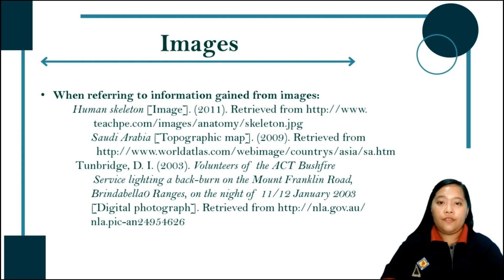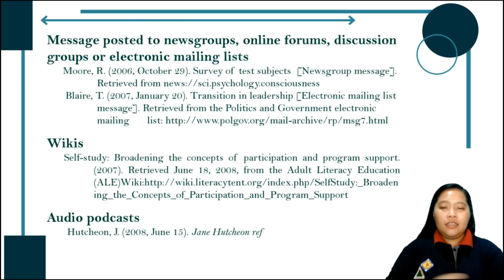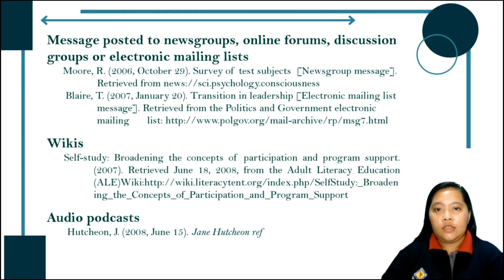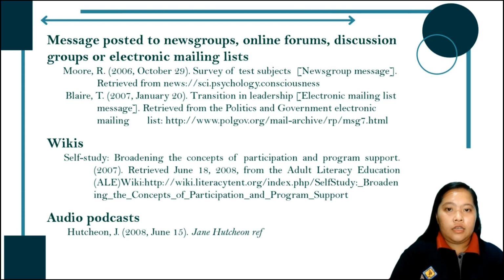Next are images. When referring to information gained from images, you cite your sources by writing the title or name of that image, the year, and the link, or where you got that image. The next one is messages posted to newsgroups, online forums, discussion groups, or electronic mailing lists. This is how you cite your reference: you write the author's name, the year, month, and day, the title of that message, and where it came from, either a newsgroup or online forum. You put that inside brackets, followed by your URL.